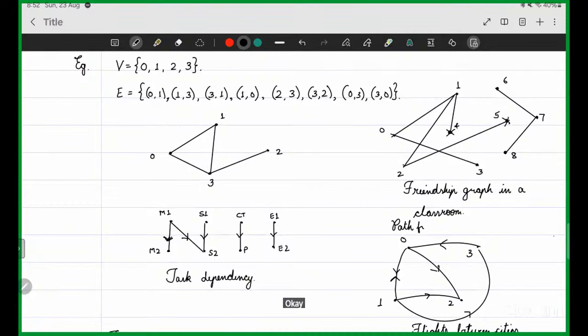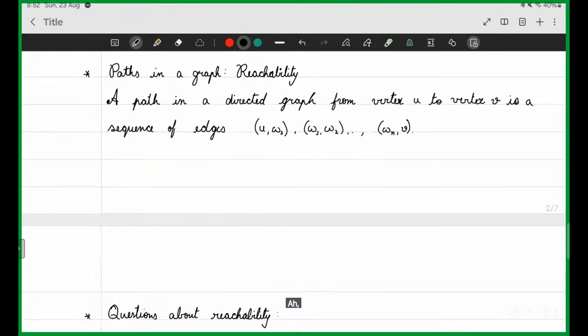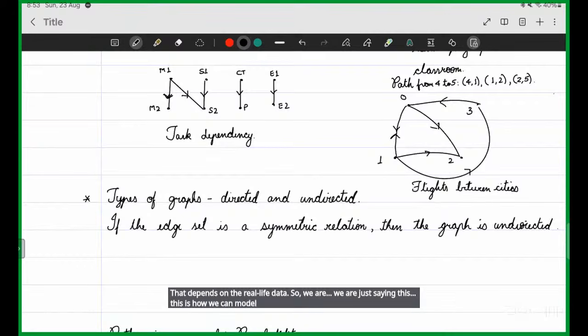Suppose there is a flight U and another flight V. If the U flight goes towards V with the price of 100 rupees, and the V flight goes towards U, will the price change or be the same? It may happen. That depends on the real life data. So we are just saying this is how we can model it. What happens in real life, you will have to make changes to your graph accordingly.